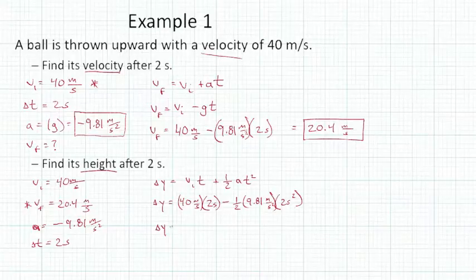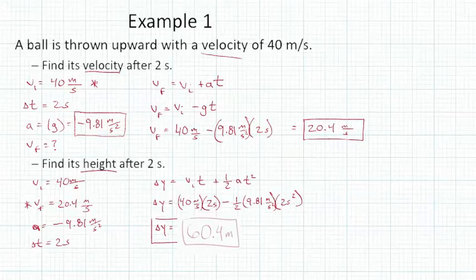Well, what do we get when we punch this into our calculators? That should give us 60.4 meters. I realize you're probably thinking this is a voiceover, which it is, and bad picture-in-picture editing, but it's also the right answer. So 60.4 meters. There you go. So that's example 1.